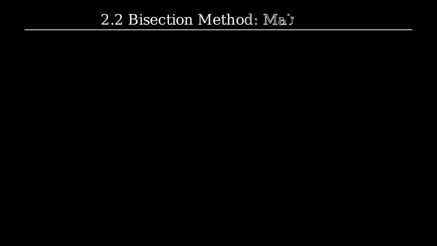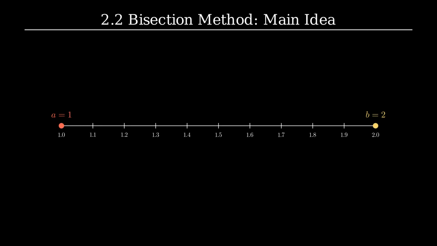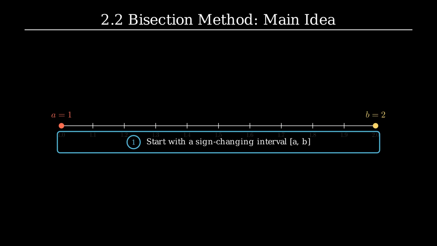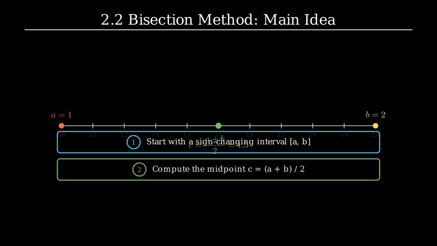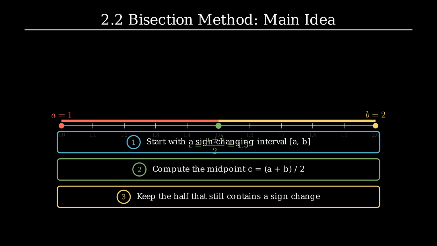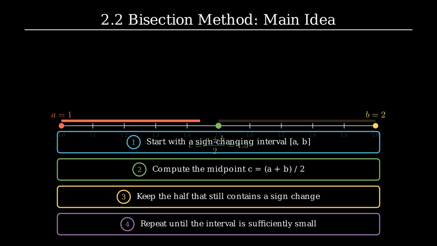The bisection method begins with a continuous function and an interval whose endpoints have opposite signs. Calculate the midpoint c by adding a and b and dividing by 2. Evaluate the function at the midpoint. Keep only the half interval that still has opposite signs at its endpoints. Repeat this process. Every iteration cuts the interval width in half, so the root is trapped inside a steadily shrinking bracket.